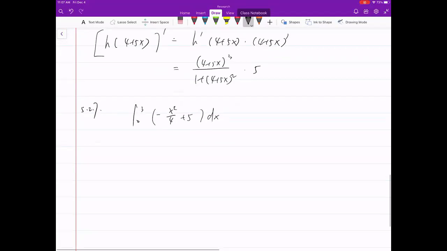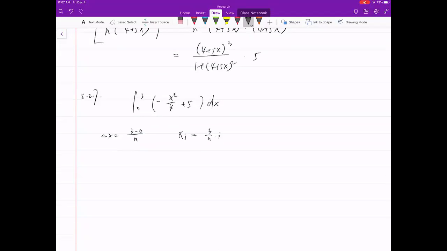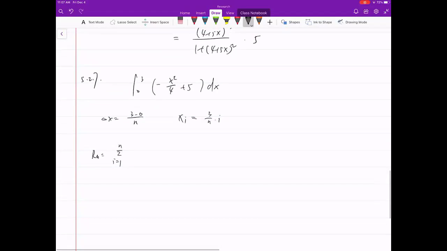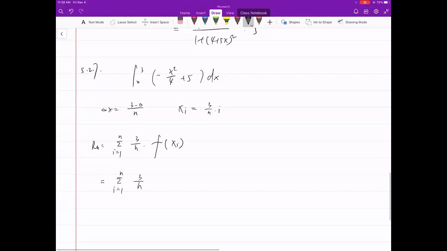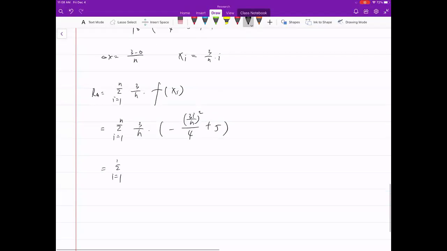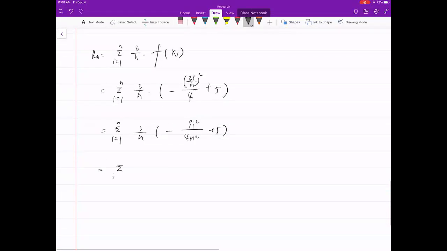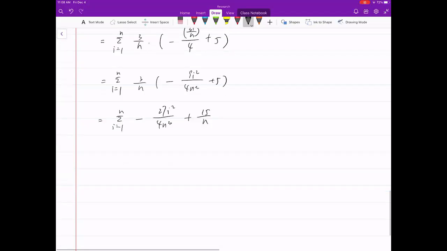Okay, right endpoint. So what we have is delta x equals 3 minus 0 over n. x_i equals 3 over n times i. Sum R_n, i from 1 to n, 3 over n times f(x_i), which is negative 4 times 3i over n squared plus 5, 4n squared, 9i squared plus 5. Okay, the rest will be just try to sum everything together.